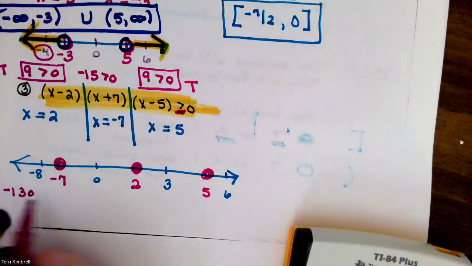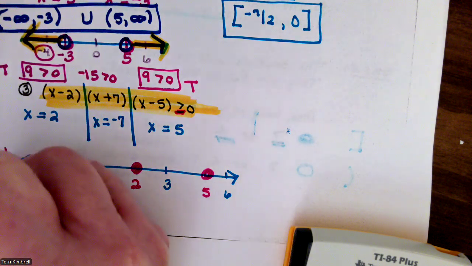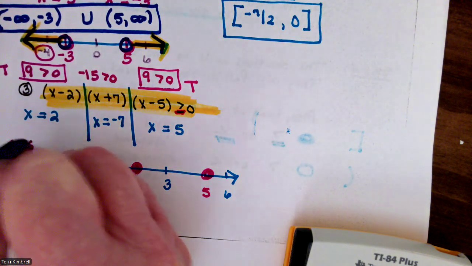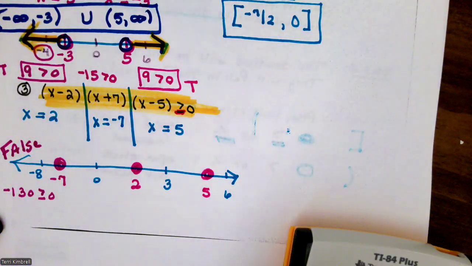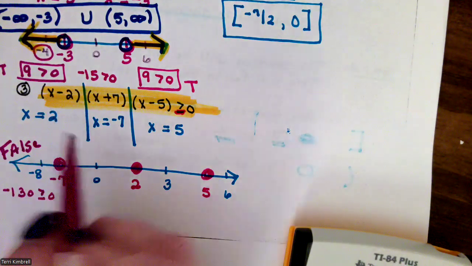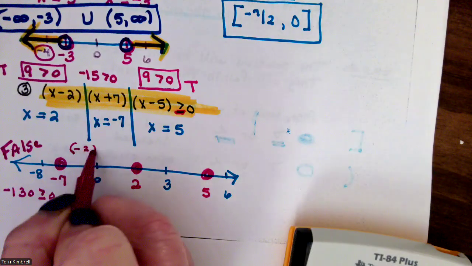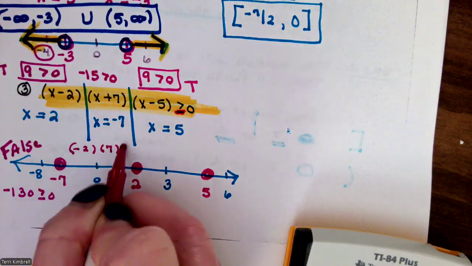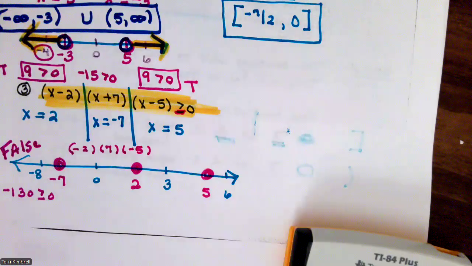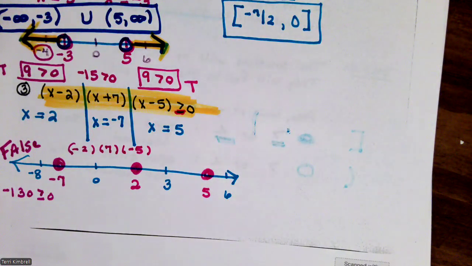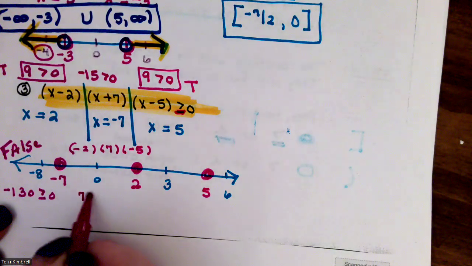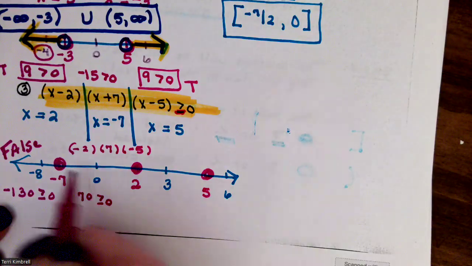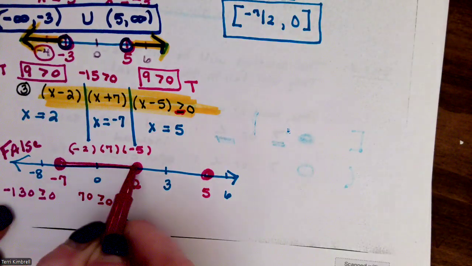So is negative 130 bigger than 0? No. So that part is going to be false. Okay, putting in 0, you would have a negative 2 here. You would have a positive 7 and a negative 5. So that would be negative 14 times negative 5, which is 70. So 70 is greater than 0. So we're going to shade in the middle right here.